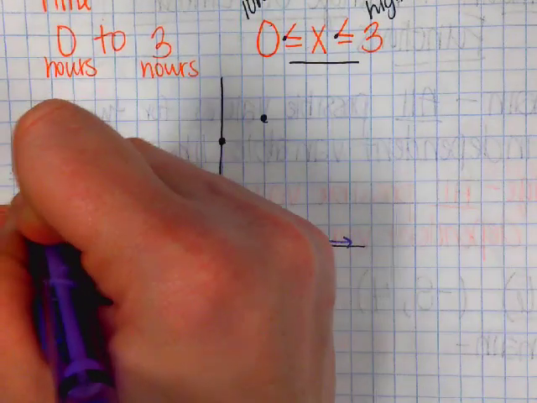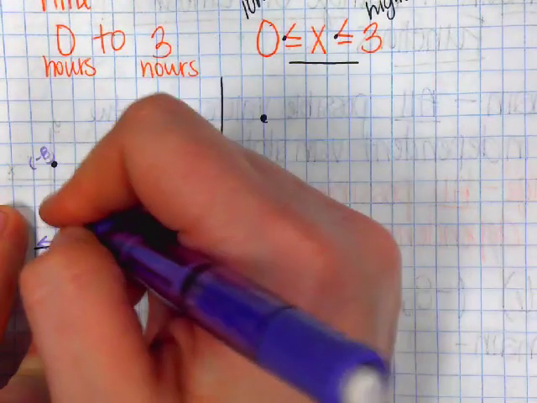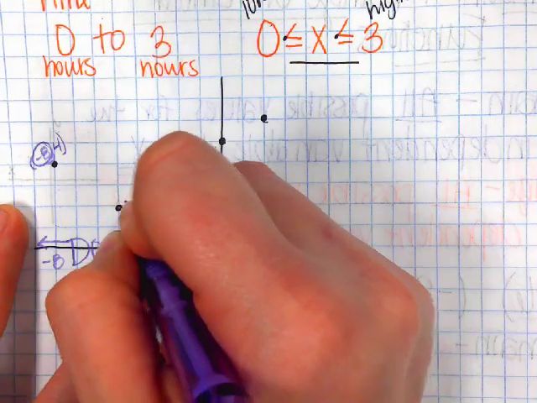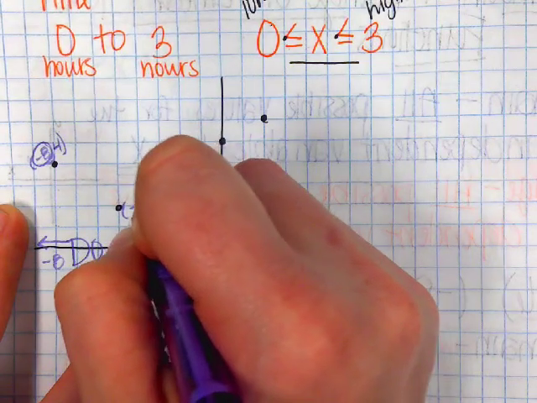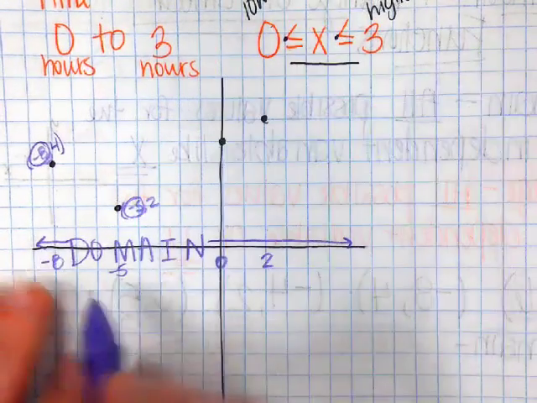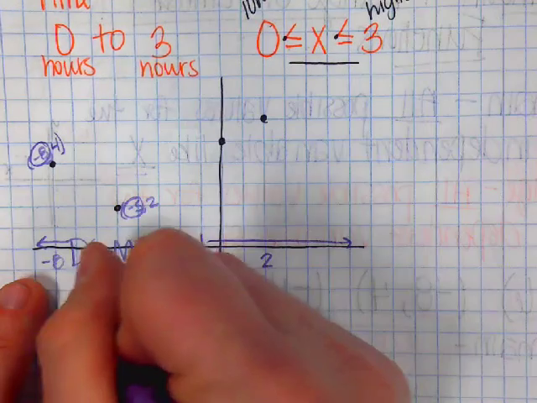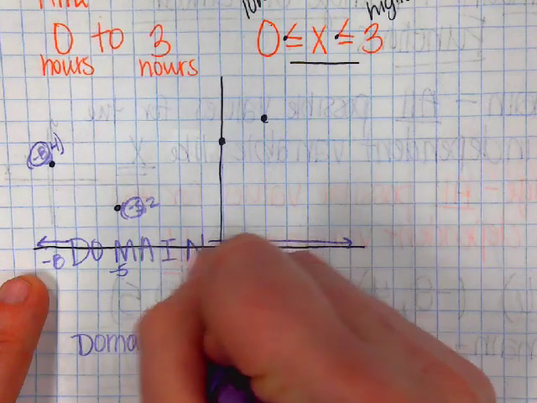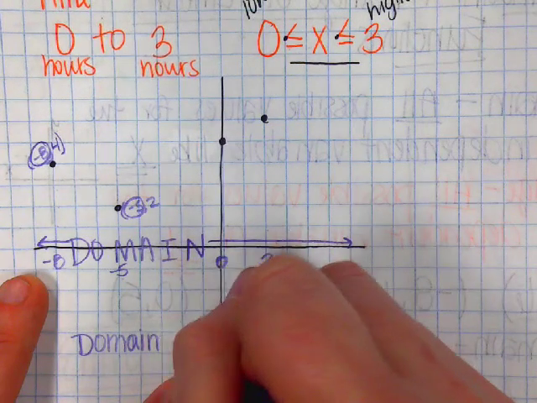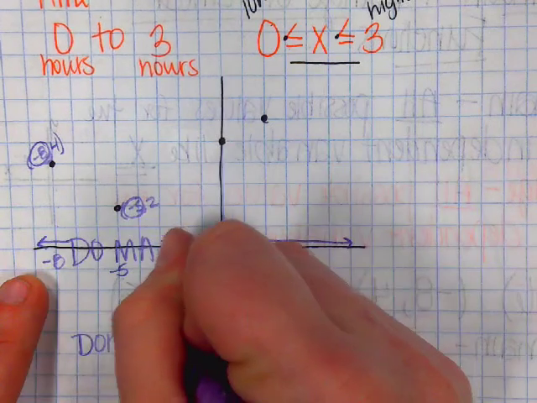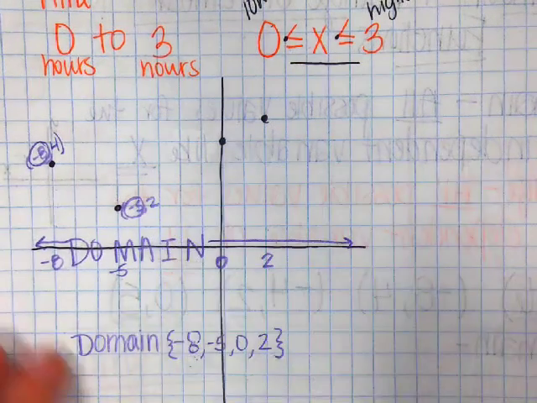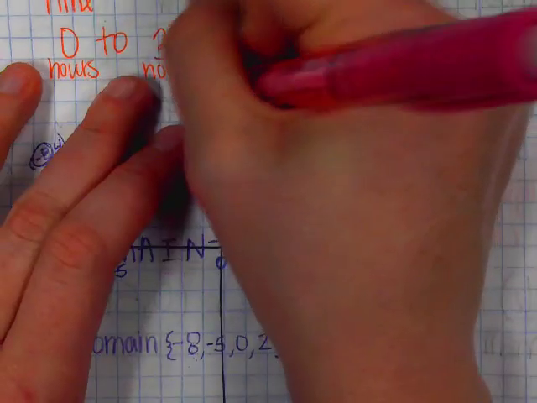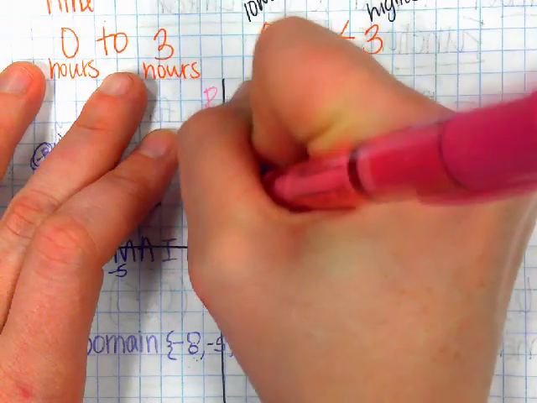So we have a value at negative 8, a value at negative 5, a value at 0, and a value at 2. This point right here is at negative 8, comma 4. I'm looking at that x value. This one is at negative 5, comma 2. I'm looking at that x value. That's why I just wrote them along this. So my domain is negative 8, negative 5, 0, 2. Those are my x values.